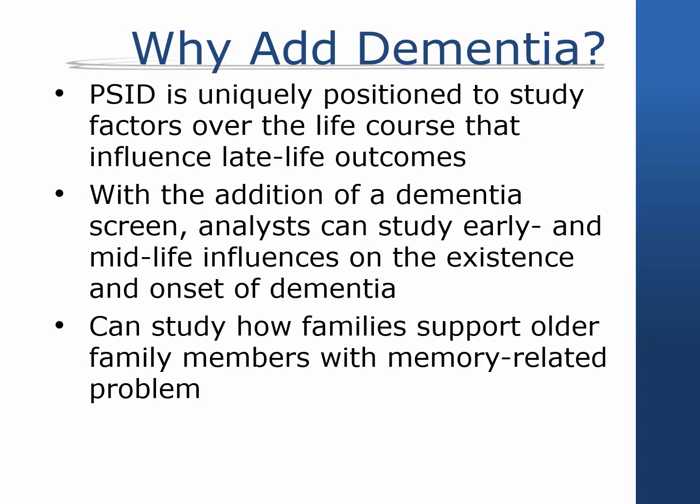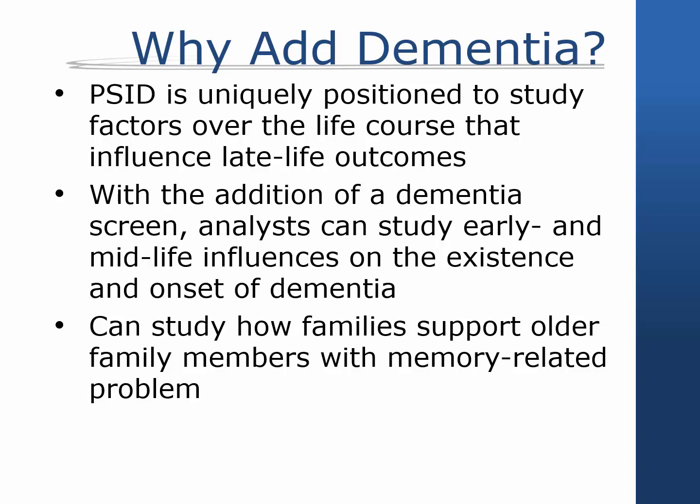An explicit goal of the PSID in 2017 was to add a brief measure that could be administered by telephone to identify older adults at risk for developing Alzheimer's disease and related dementias. As the world's longest-running national household panel study, the PSID is uniquely positioned to study factors over the life course that can influence late-life outcomes.